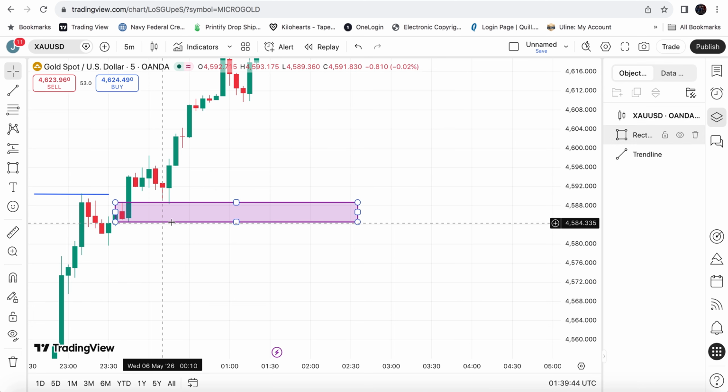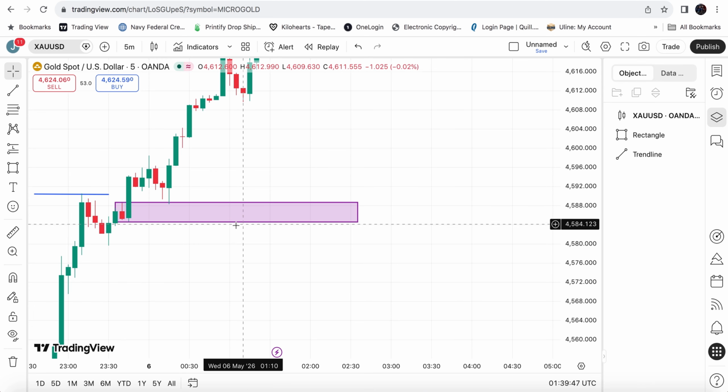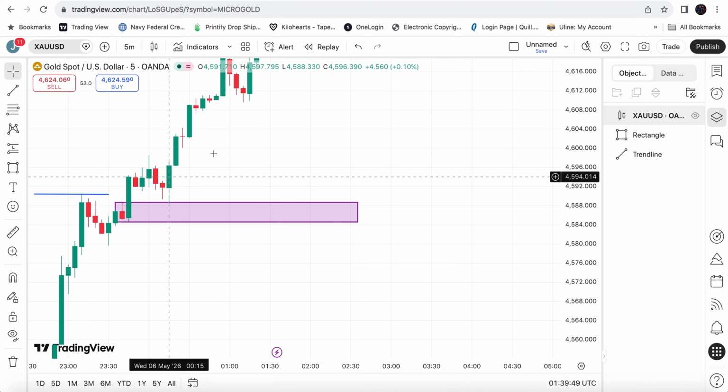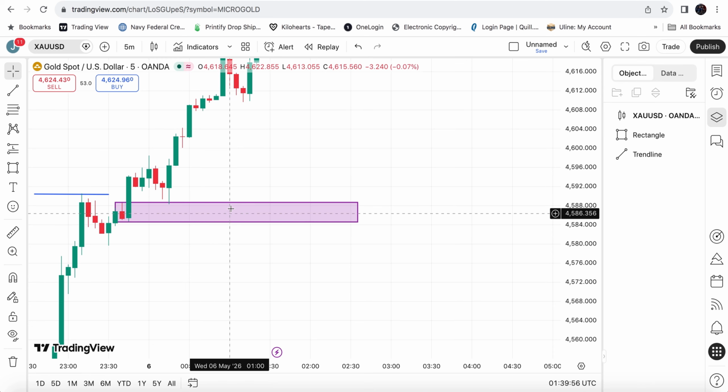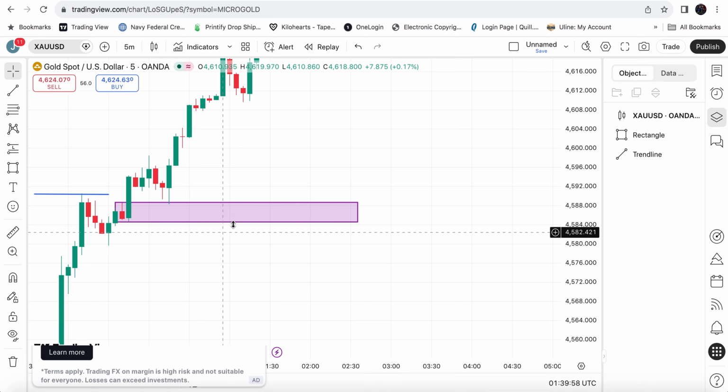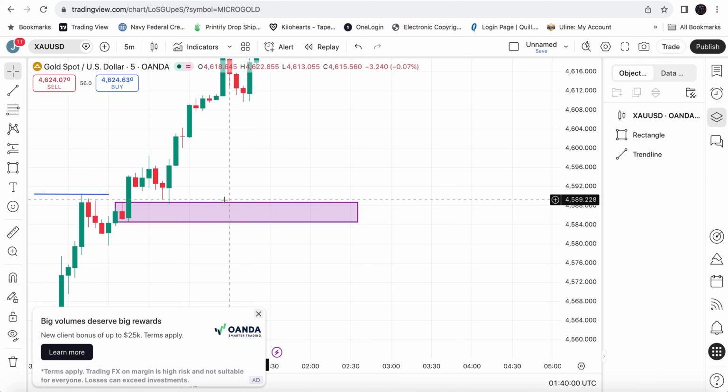And you will place your stop loss under the zone. So since I was taking buys at the moment, my stop loss will be here. Vice versa, if you're taking sells, then your stop loss will be above this zone here. Very simple.